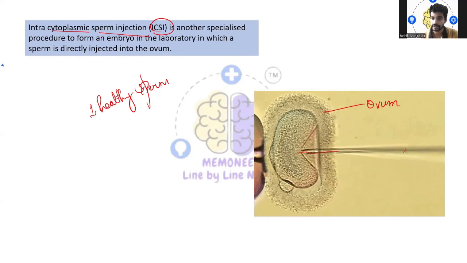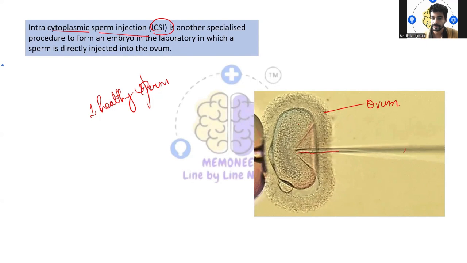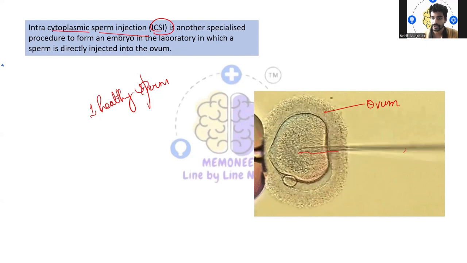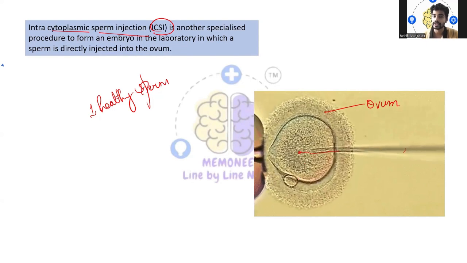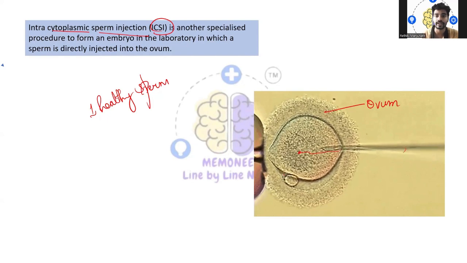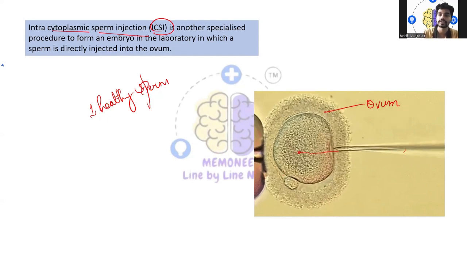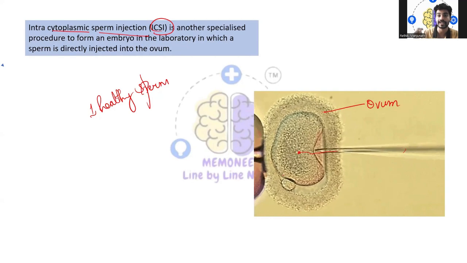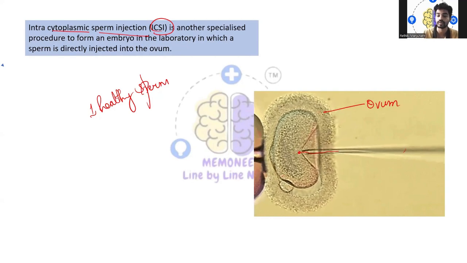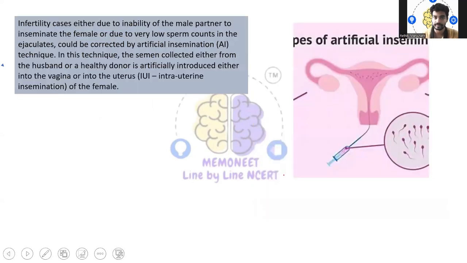Now the sperm nucleus has been injected, and obviously, later on, further fertilization takes place. So this is one way you can inject a healthy sperm into the ovum itself. Again, there is another method now.